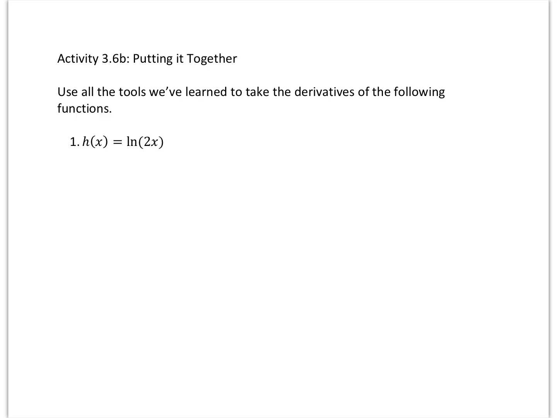Okay, using all the tools we've learned to take the derivatives of functions, we are just going to do some practice. Take the derivatives of all these functions. So h of x is the ln of 2x. And I have to remember now that the derivative of ln x we calculated earlier in this lesson, we came up with 1 over x.